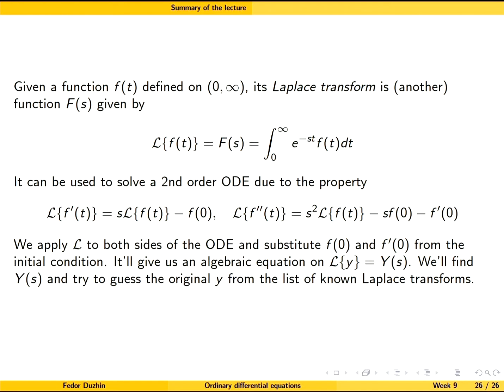So we just apply the Laplace transform to both sides, and then it gives us an algebraic equation on the Laplace transform of the solution, and then we can find the Laplace transform of the solution. By applying the inverse Laplace transform, we can find the solution, and the inverse Laplace transform is applied by looking up the pattern that we got in the table of known Laplace transforms.